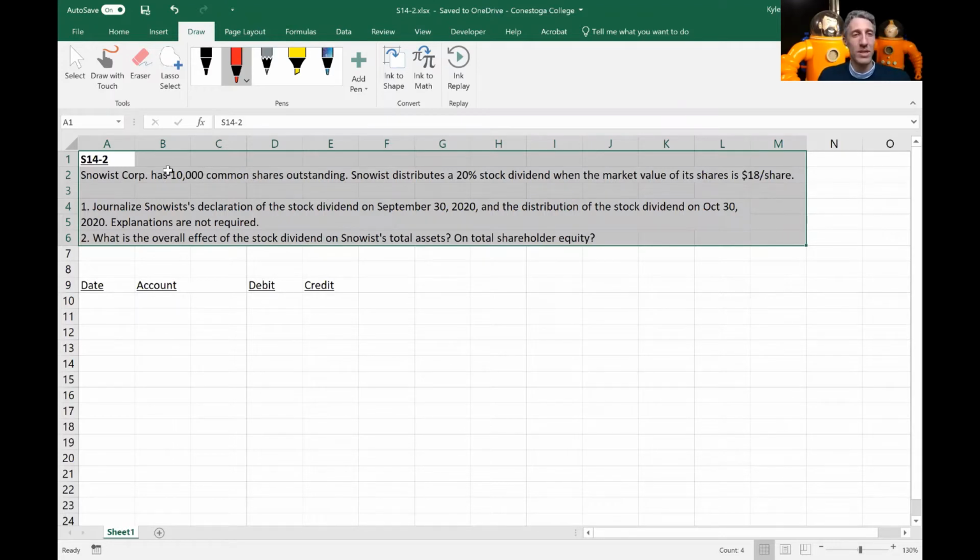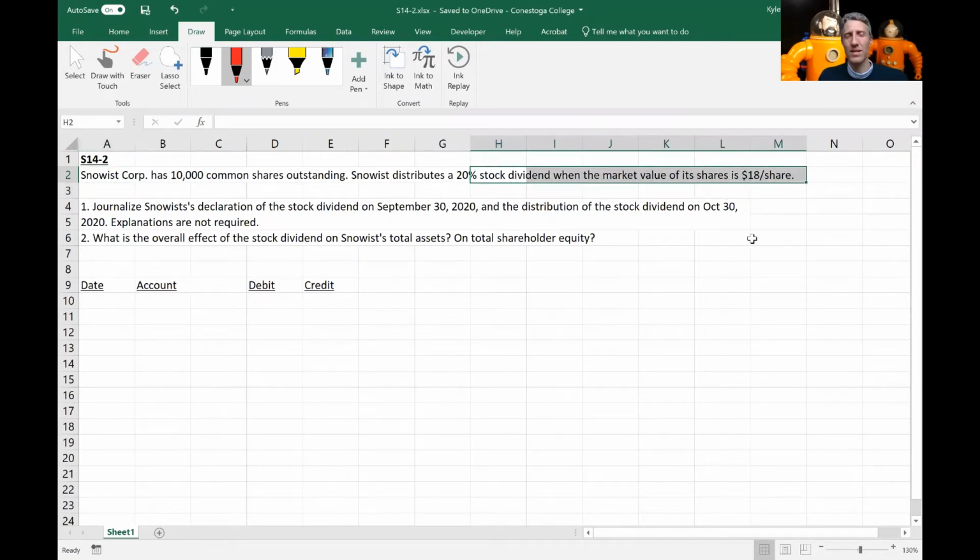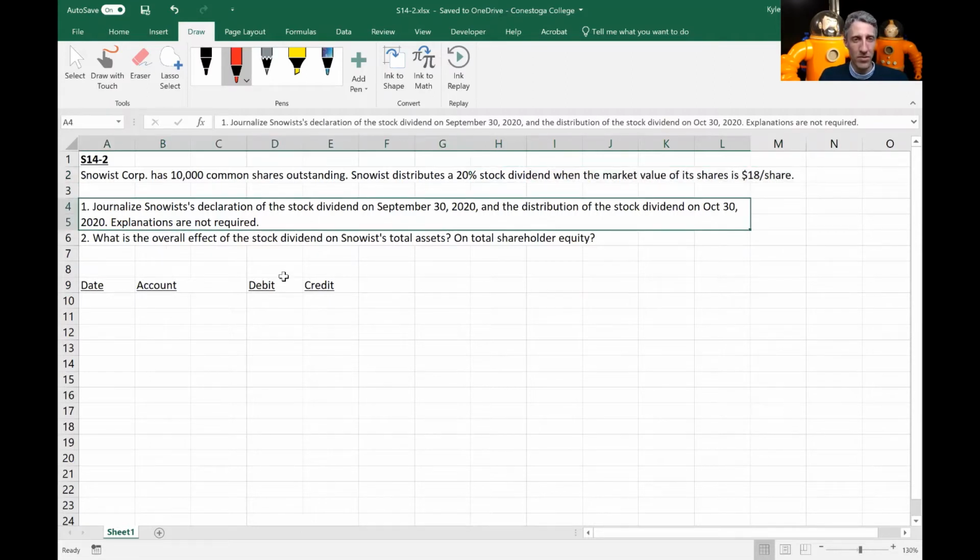So Snowis Corporation has 10,000 common shares outstanding. Snowis distributes a 20% stock dividend when the market value of its shares is $18 per share. Requirement number 1 is to journalize Snowis declaration of the stock dividend on September 30th and the distribution of the stock dividend on October 30th, 2020. There are no explanations required.